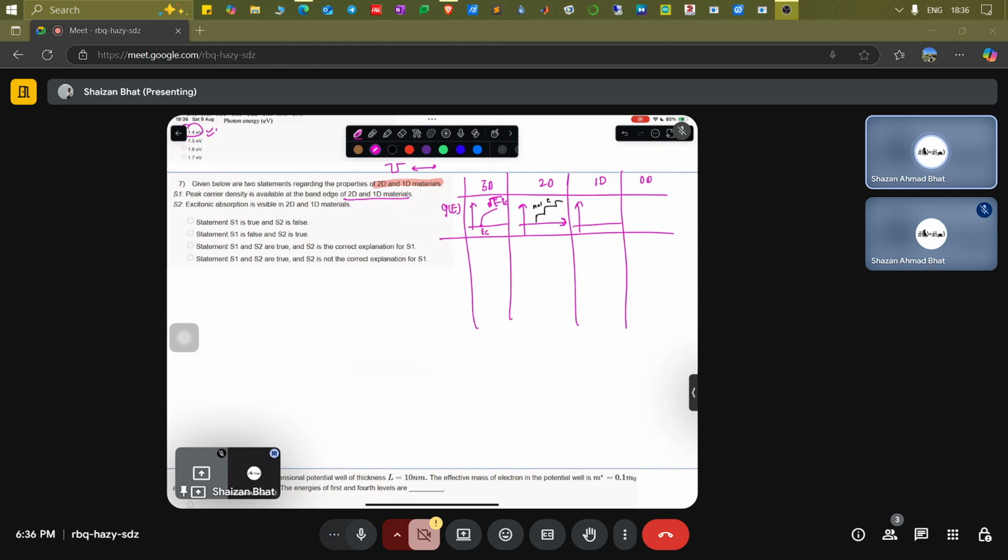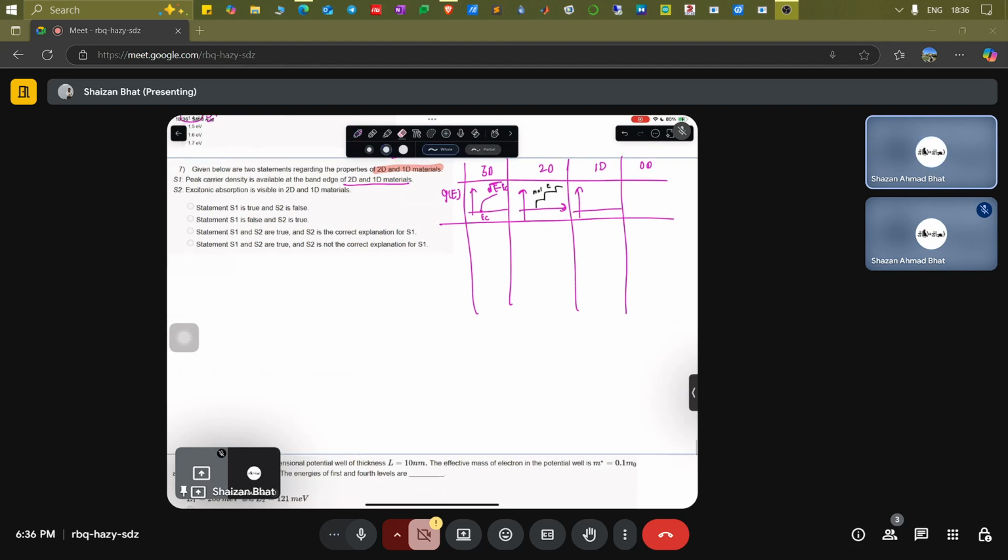For a 1D system, it is inversely proportional to the square root of E minus EC, with respect to a certain energy E. And for the 0D system, it is an impulse function.